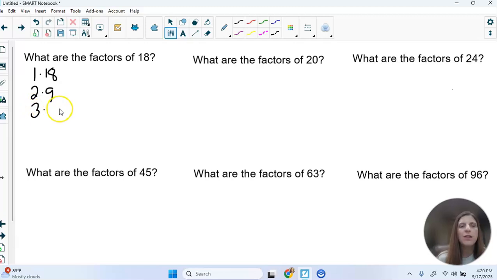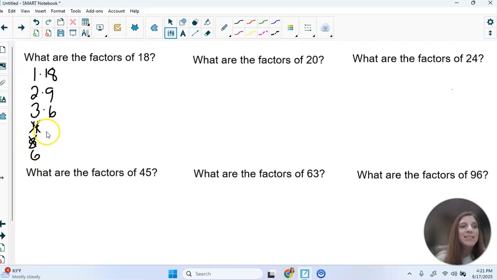And then you would have done 3. 3 times what number gives you 18? That would have been 6. Then you would have tried 4. 4 times what number? That doesn't work, so you would have crossed it out. Then you would have tried 5. 5 times what number? Nothing's going to give me 18, so you would have crossed it out.